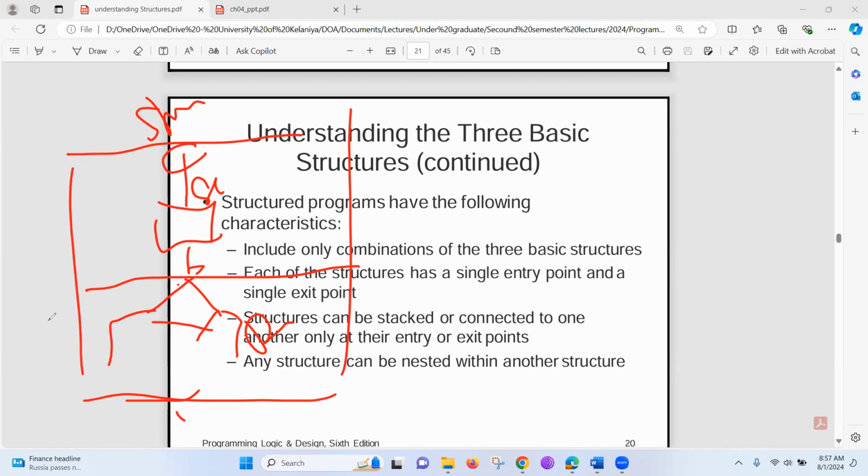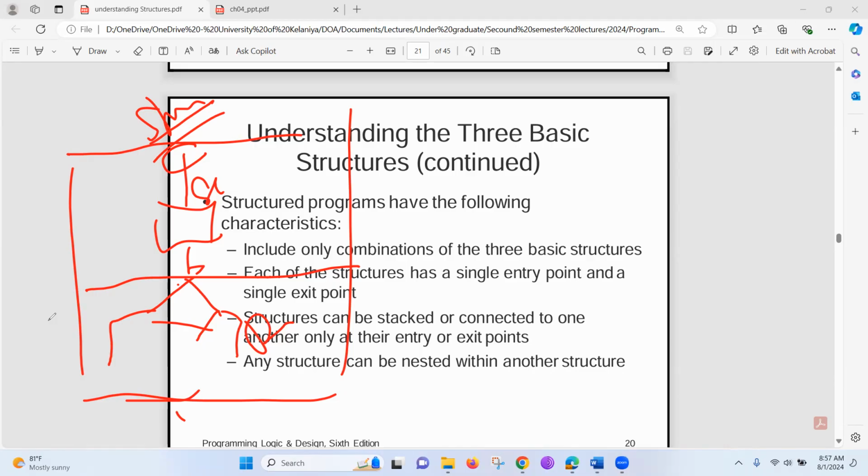We can identify separately. But this is stacking. Stacking means you can do stacking only at the endpoint or the starting point. These are the two places where we can combine two structures. But nesting is another thing.